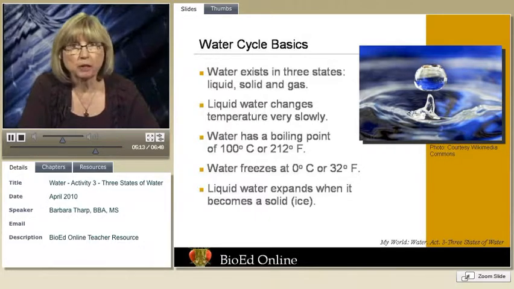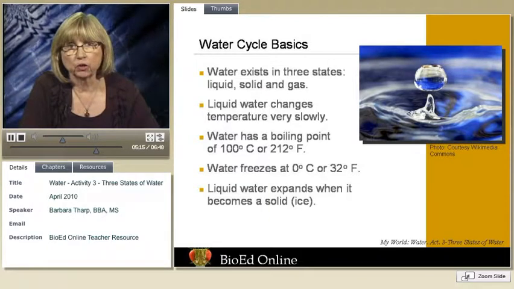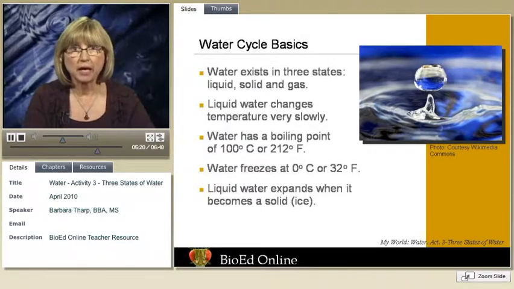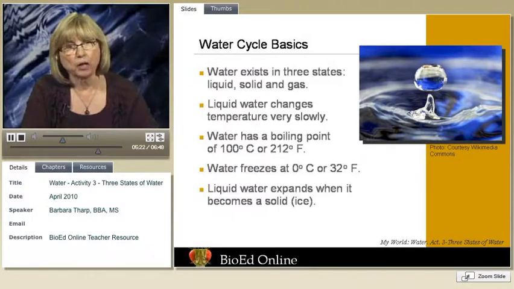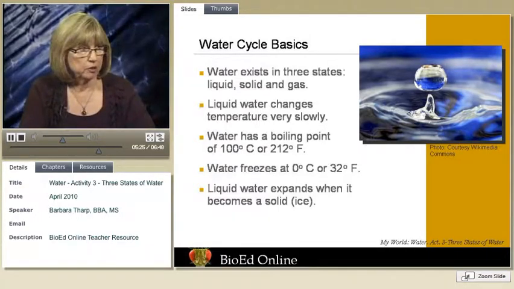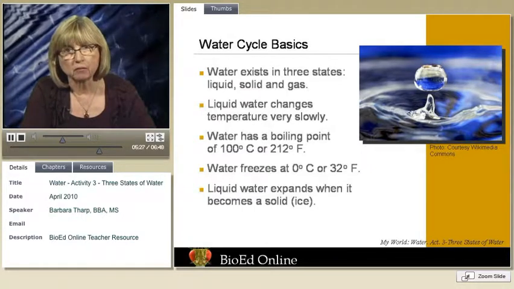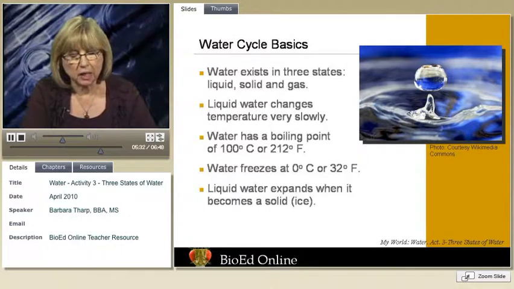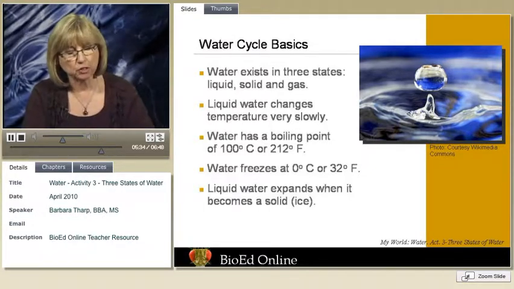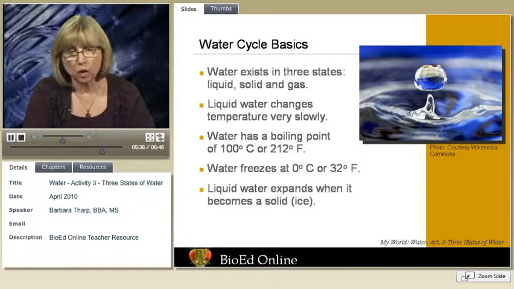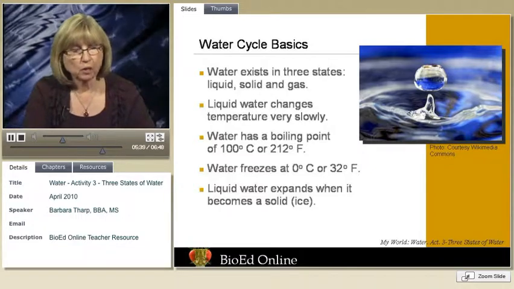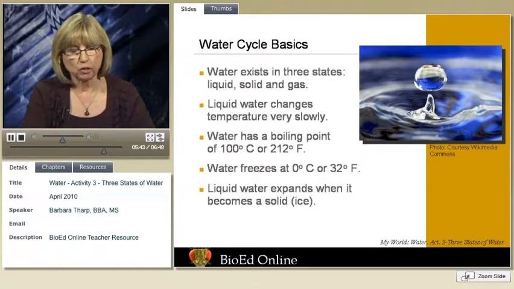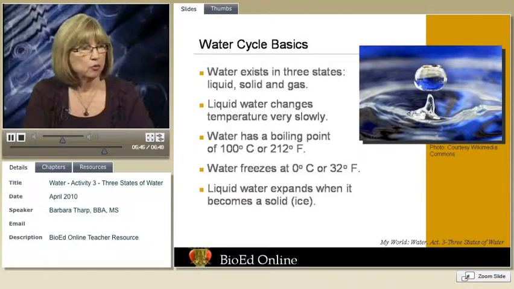Water has a high boiling point, 212 Fahrenheit or 100 centigrade. Water freezes at 0 centigrade or 32 Fahrenheit. Another really interesting thing about water is that it expands when it freezes, where most things get much smaller when they freeze or get cold. Ice makes a crystal. The crystal spreads out so that it becomes less dense. That's why when you have ice on top of water, you're not freezing the things that live below, the fish or the plants or whatever, because the ice floats on top because it's less dense due to its crystal structure.